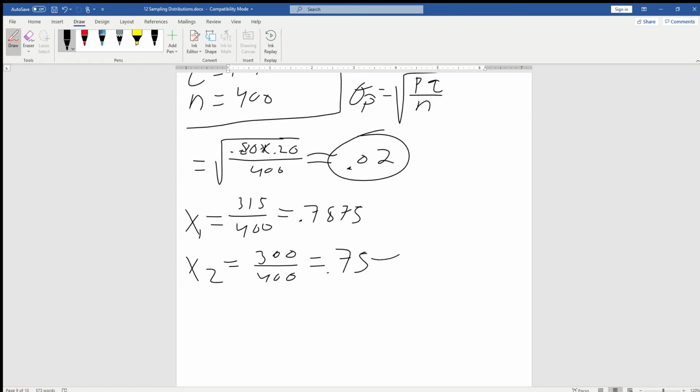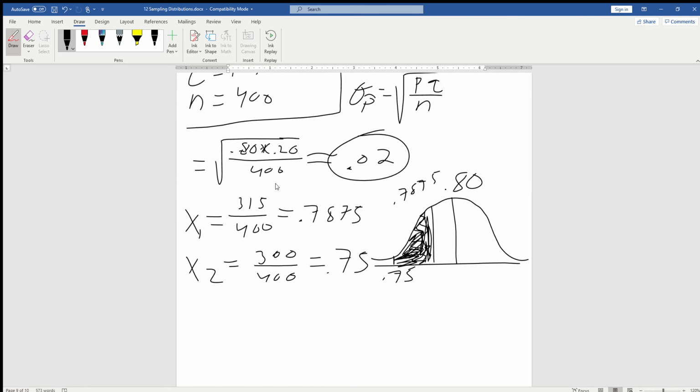If we draw this on a distribution, just to see what it looks like, in the middle is 0.80. All right, so that's the mean. 0.7875 shouldn't be too far away. 0.75, that's probably pretty far away. So we're looking at this area in between. All right, I don't know what that works out to be. If we could guess 10, 20, or 30%, that would probably be a good guess.